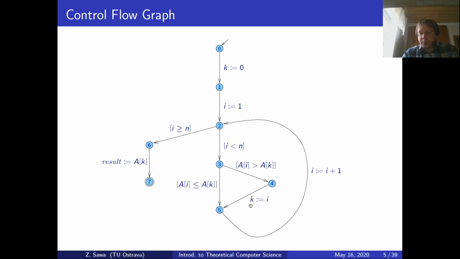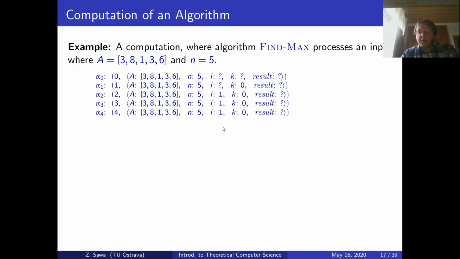It's stored into variable k. So it evaluated this expression consisting only of variable I, and this value is stored to variable k. I has value 1, so the new value of k is 1. So the next control state is state 5, and the value of k has been changed from 0 to 1. All other variables remain the same.